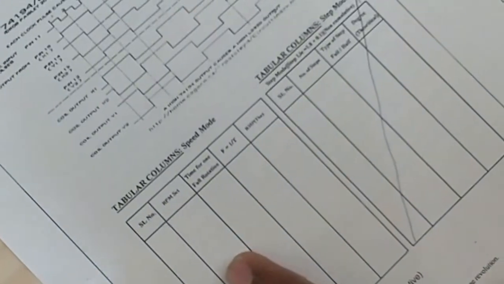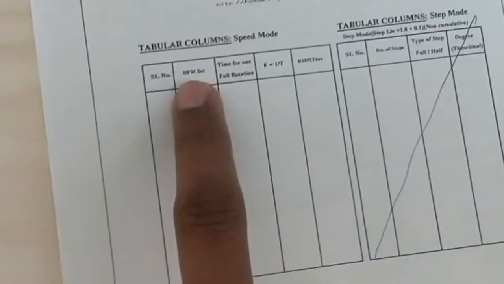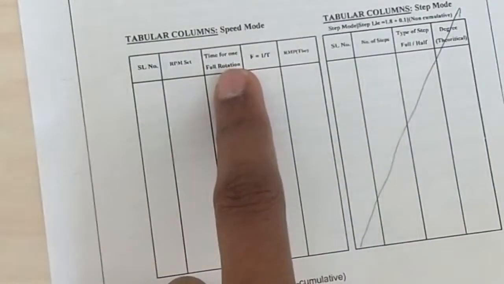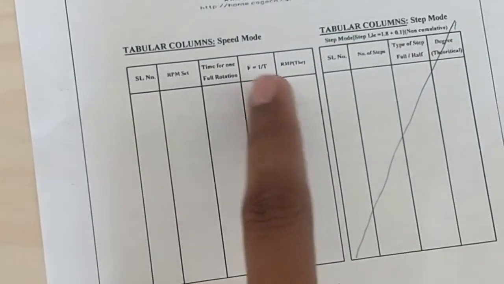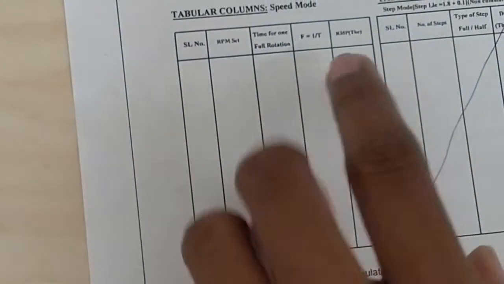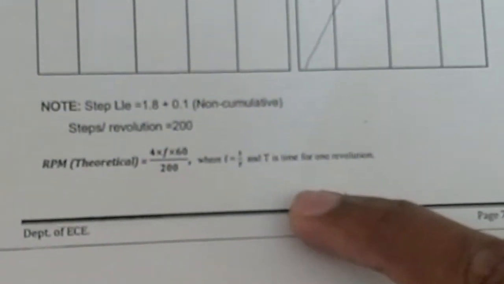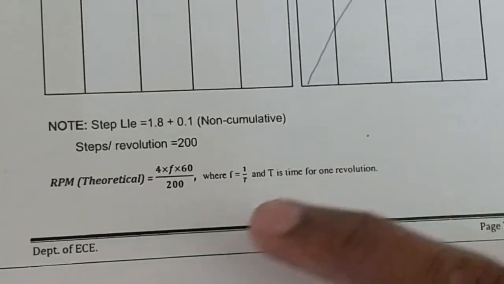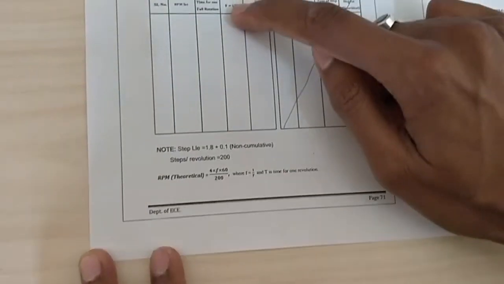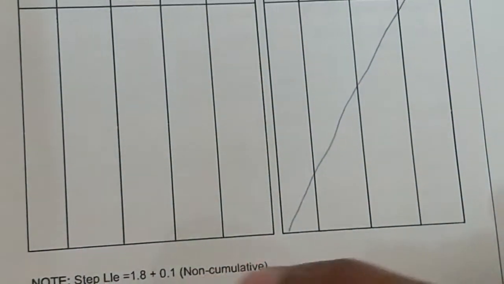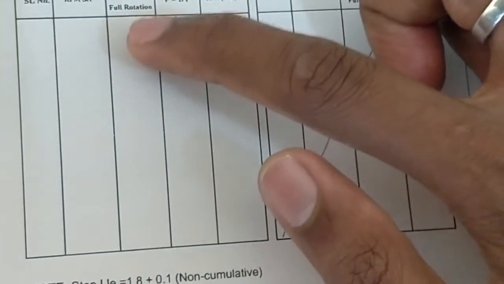Okay, so if you look at the tabular column here, this will help us to understand what the experiment is all about. So we have something called RPM set. So you set which RPM you want, you calculate the time for that, you calculate the frequency, and then you calculate the theoretical value, and all you have to do is the practical value and the theoretical value have to match. And you are finding the theoretical value using this formula given here. It is very straightforward. You just have to plug in the f value here, and then hope to get both the values as close as possible.